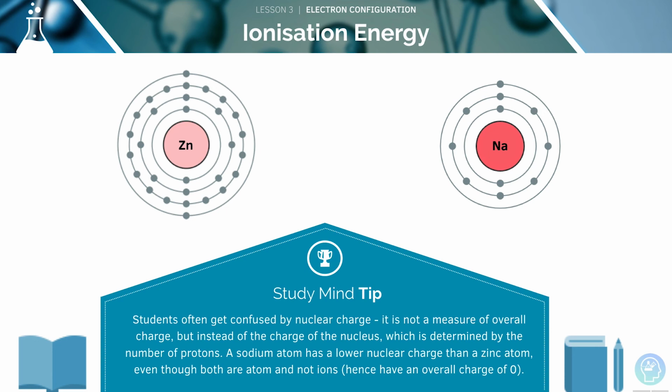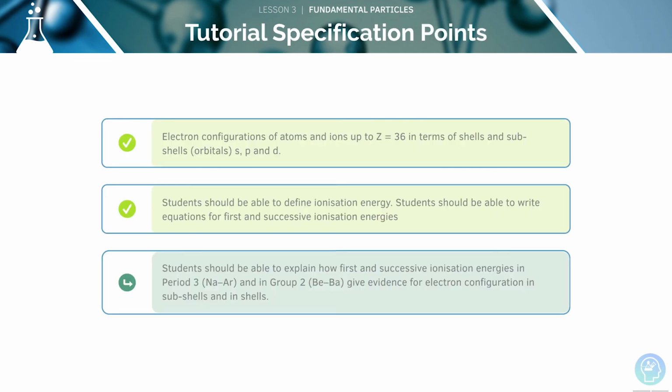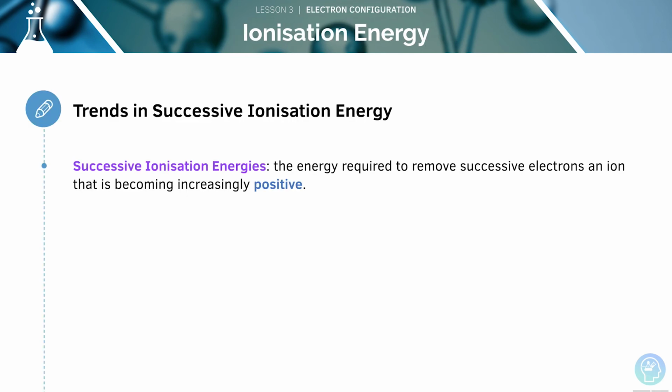Students often get confused by nuclear charge. It is not a measure of overall charge, but instead of the charge of the nucleus, which is determined by the number of protons. A sodium atom has a lower nuclear charge than a zinc atom, even though both are atoms and not ions. Hence, they both have an overall charge of 0.